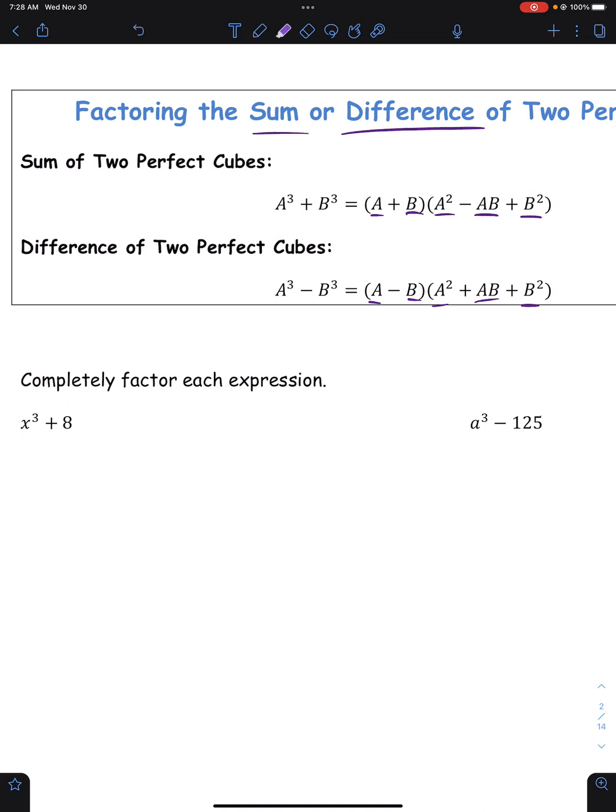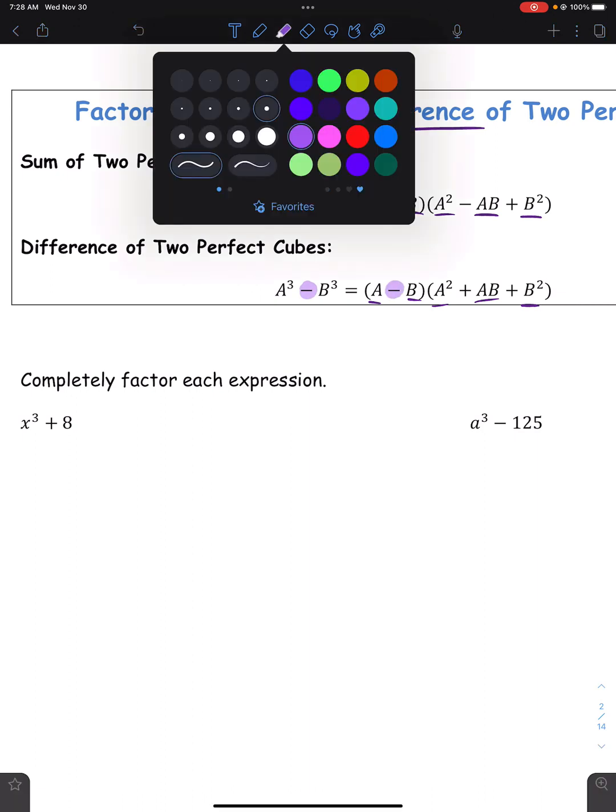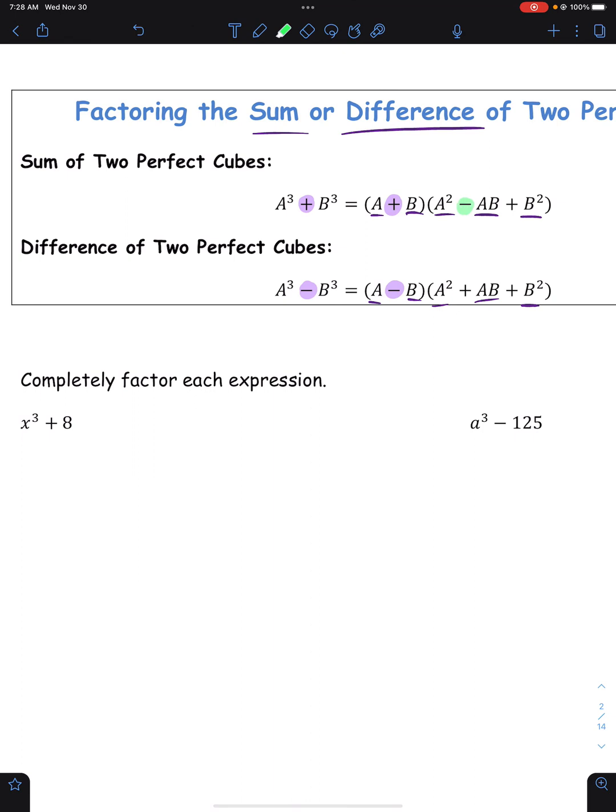And then if you look at the sum, the first sign is always the same, plus. When you look at the difference, the first sign is always the same. What changes is the second sign. The second sign is always the opposite sign of what the original expression was. So if it's the difference, then we have a plus sign for the second sign. And if it's adding, we have a subtracting sign for the second sign. And then it's always a plus to end things out.